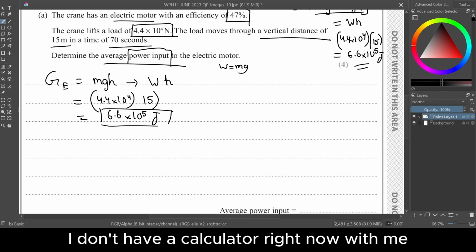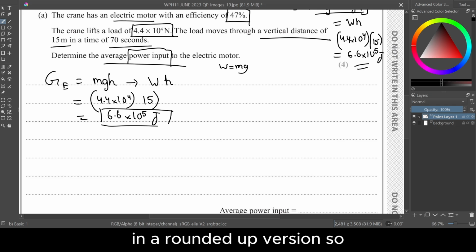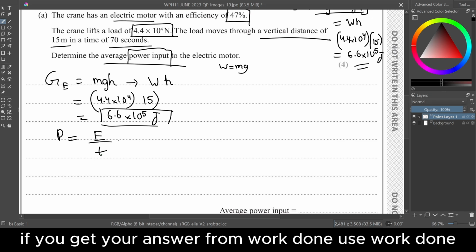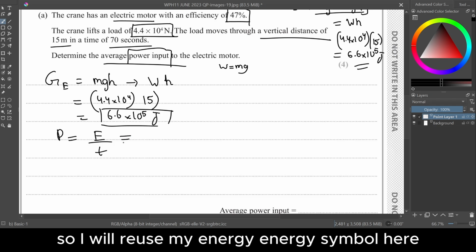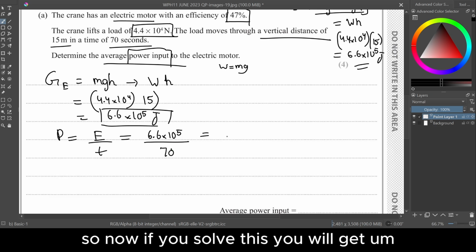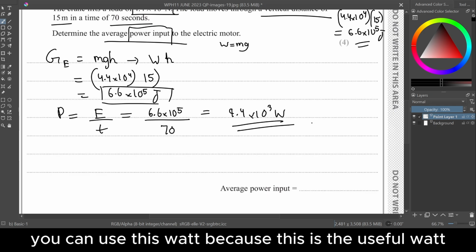I don't have a calculator right now with me, so I've already written the value in a rounded-off version. Now the next part is that you need to use power equals energy by time, or work done by time. If you get your answer from work done, use work done. I got my answer from energy, so I will use my energy symbol here. So it's 6.6 times 10 raised to power 5 and time is 70 seconds. If you solve this, you will get 9.4 times 10 raised to power 3 watt.